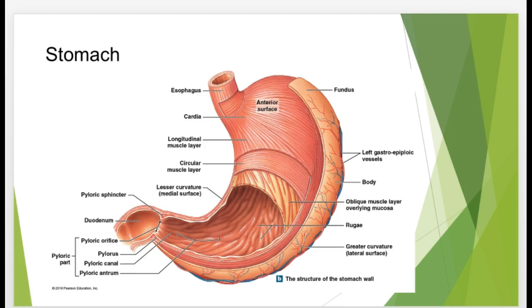And again, that pepsin is for digestion of proteins. So PPs, proteins, pepsins, we've got it. All right, functions of the stomach acid.